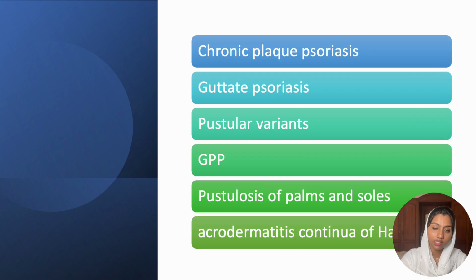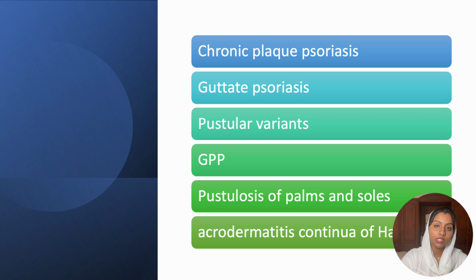Psoriasis is mainly divided into chronic plaque psoriasis, guttate psoriasis, and the pustular variants, which mainly include generalized pustular psoriasis, acrodermatitis continua of Hallopeau, as well as pustulosis of palms and soles. We'll be dealing in detail with each of these.